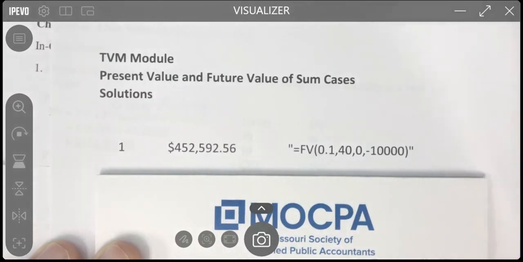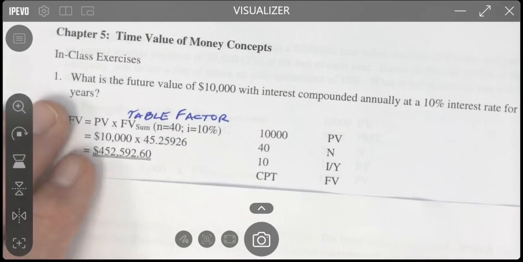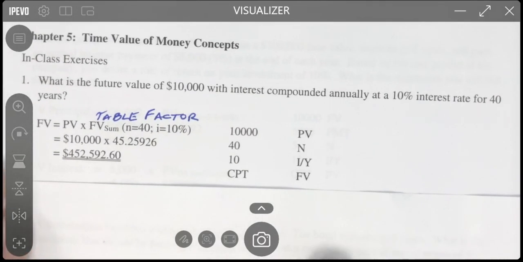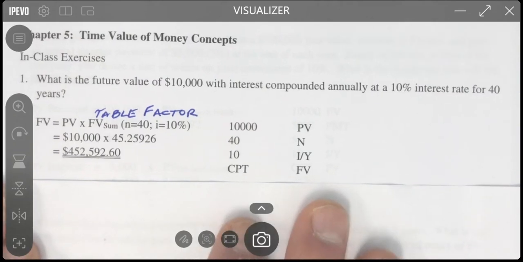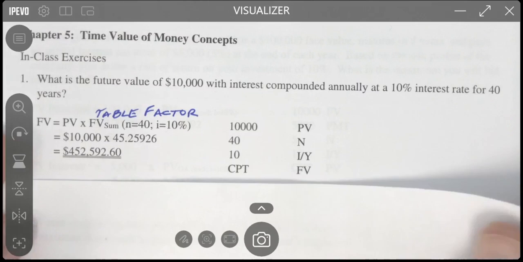All right. And that is the first case. Again, if that doesn't make sense, please go back to the book and read a little bit about future value of a sum problems, watch the general video again, and then work the problem. Let's go to number 2.